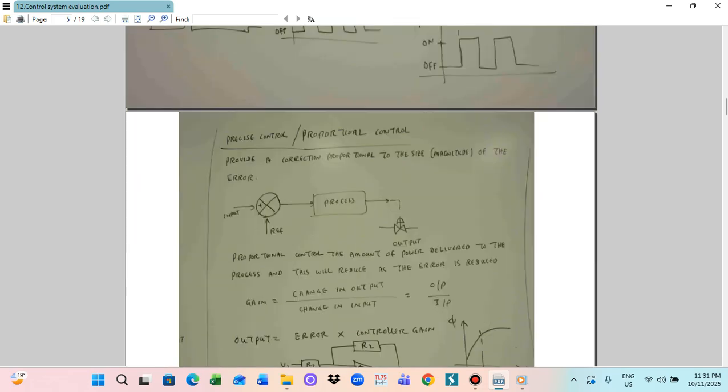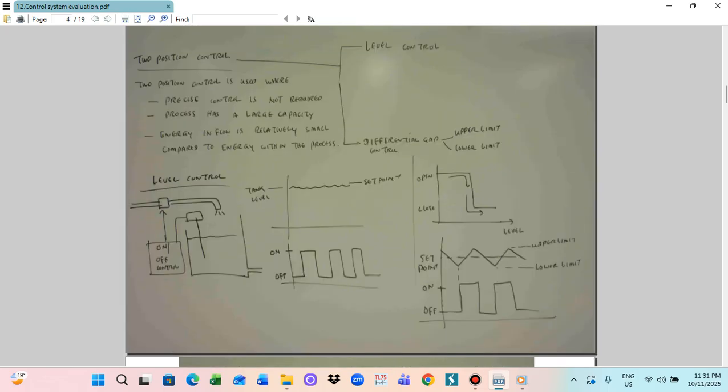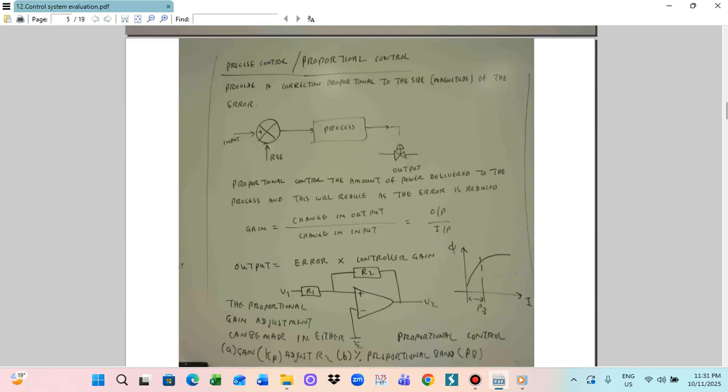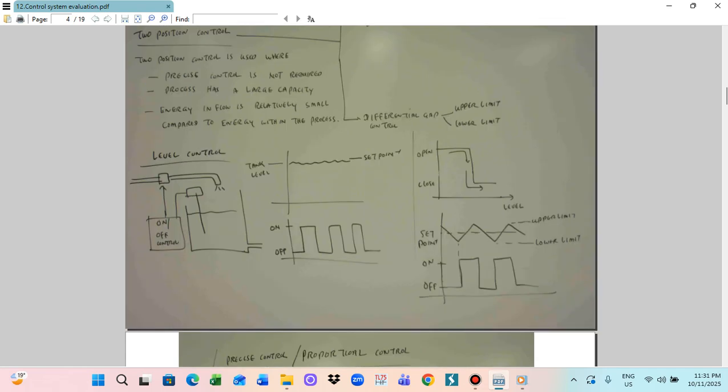Another way is differential gap control, which means the controller has an upper and a lower limit. So this becomes the upper limit and the lower limit. In this case, the upper and lower limits are the open and the close. Open and close are just two levels. The controller works depending on the difference between the upper and lower limits. This is the differential control system.